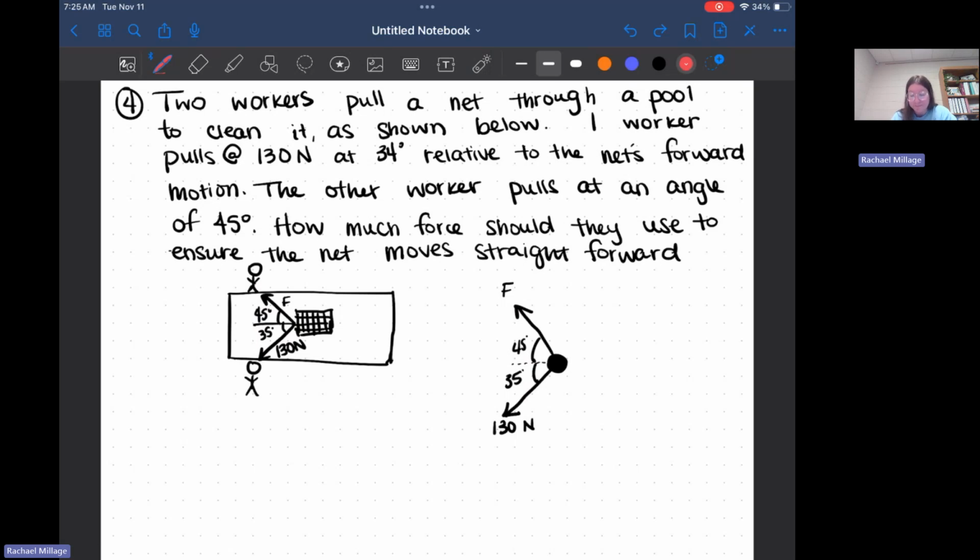How do we do that? Hopefully you remember that we're going to have to do a little bit of trigonometry. We're going to have to do a little bit of SOHCAHTOA. So if I want my y direction, that's going to be this way.